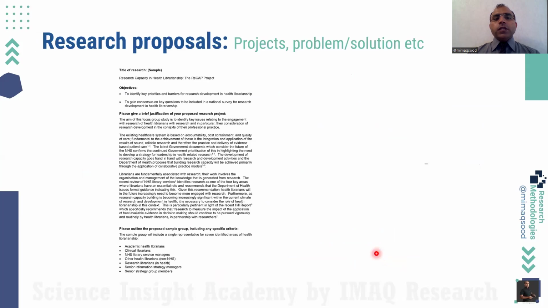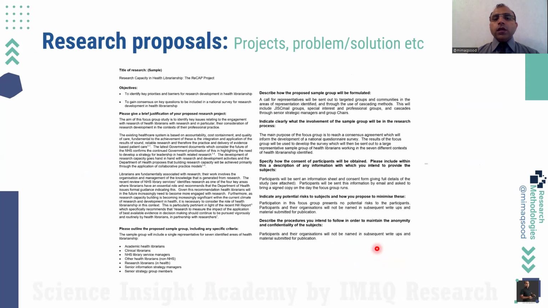The research proposals, as I said, are usually 2 or 3 pages. They have some basic components, as we discussed. Here we have a sample of a research proposal. For example, there is a title of the research, which is mentioned here. It should have some objectives, 2 or 3, which is usually more than enough.